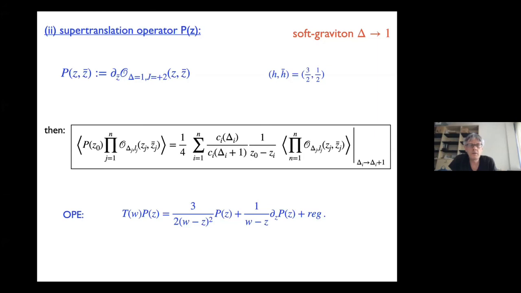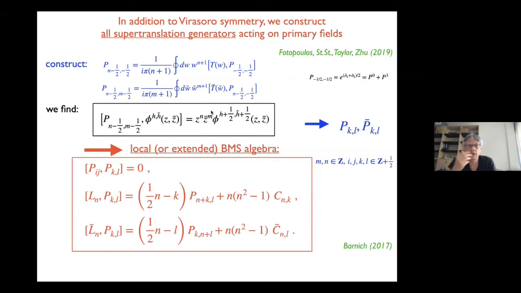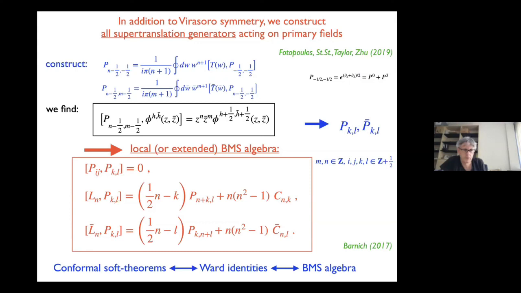So we have P and we have T, and out of this P we can extract, via these manipulations, many more modes, like we constructed Virasoro modes, and then we can compute this algebra. It turns out that this, with this L coming from the stress tensor and this P, exactly fulfills the so-called local or extended BMS algebra constructed by Barnich. So I hope I have convinced you that there is a nice relation between conformal soft theorems on the celestial sphere, Ward identities and BMS algebra.